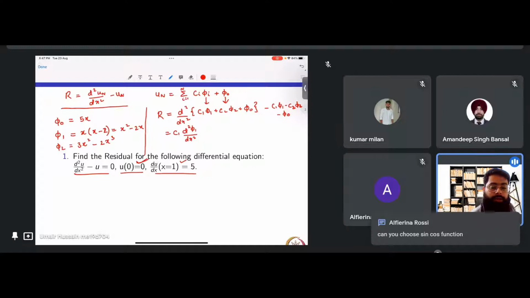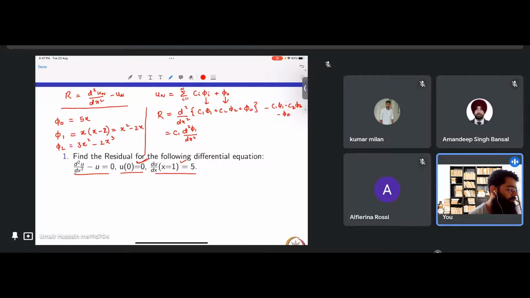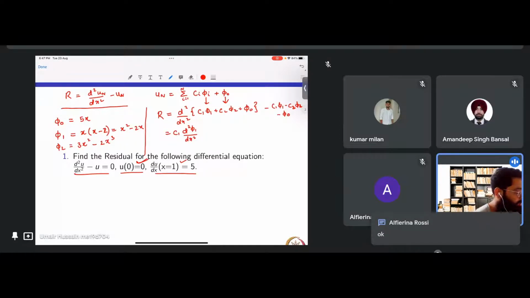Okay, can you choose sine cos function? Of course we can. There's no limitation on choosing sine cos functions. But we are dealing with differentiating those functions, and at some later stage we want to integrate also. The integral of the product of sine cos functions is not a very pretty thing to do, so we'll be in trouble later. That's why we work with polynomials only. It's much easier. Okay, thanks. Then we have c2 by d square by d x square.